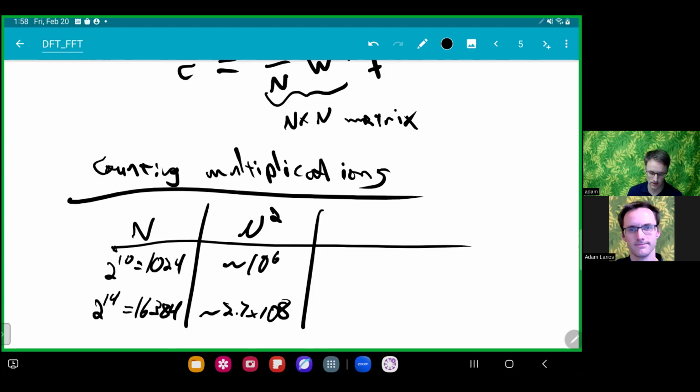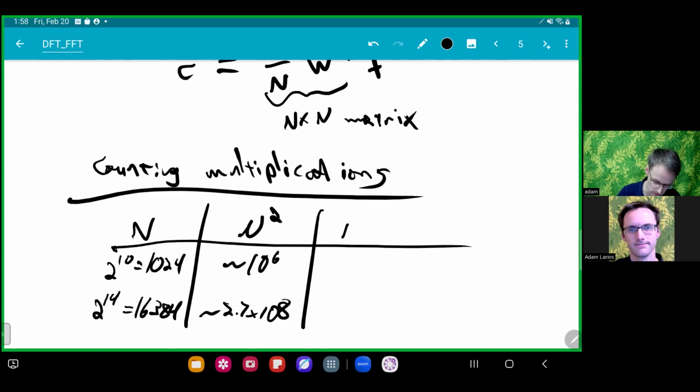So by increasing n by a factor of 16, we've gone up by a factor of, well, it turns out about 256. Sorry, what am I saying? Right, we're scaling like n squared, is what I'm trying to say. If we went up by a factor of 4, we'd go up by a factor of 16. Here we're going up by a factor of 16, and the number of multiplications goes up by a factor of 256. All right, so it's quite expensive to do this for large matrices.